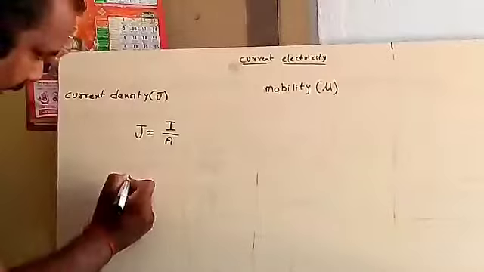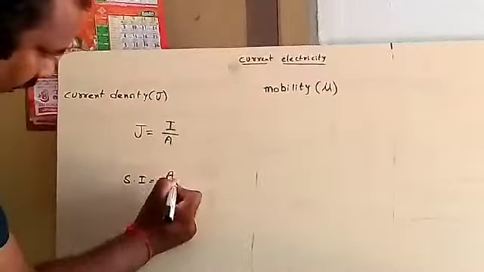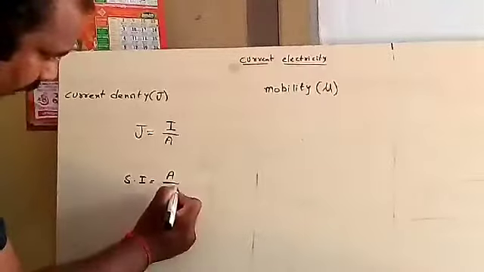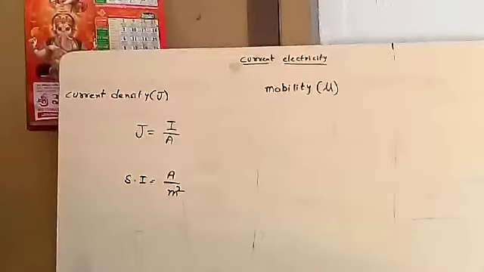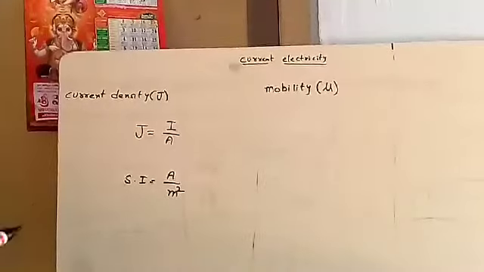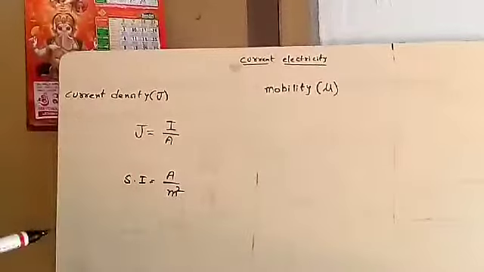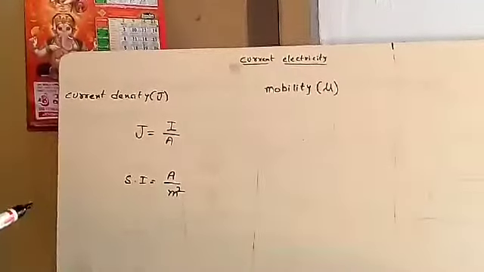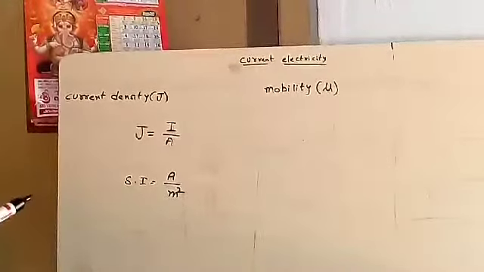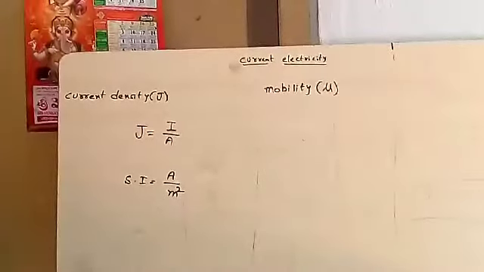Then what is its SI unit? Its SI units are ampere for current and meter square for area. So current density is simply the ratio of current passing through the conductor per unit area. Its units are ampere per meter square.